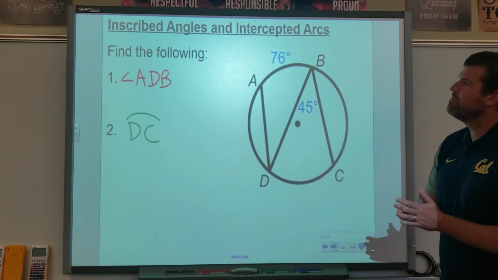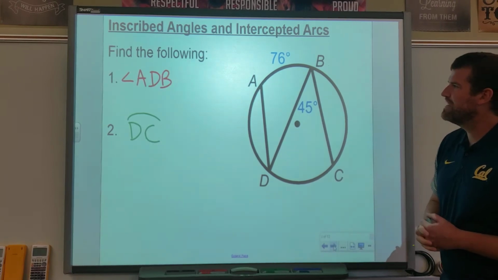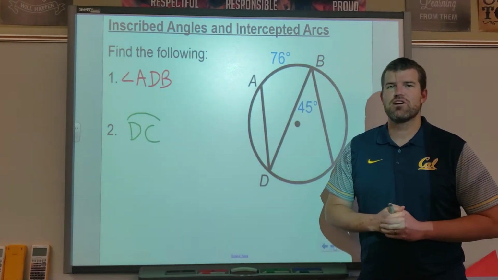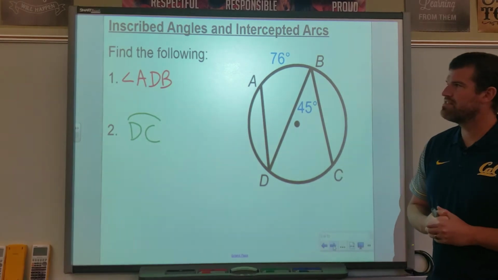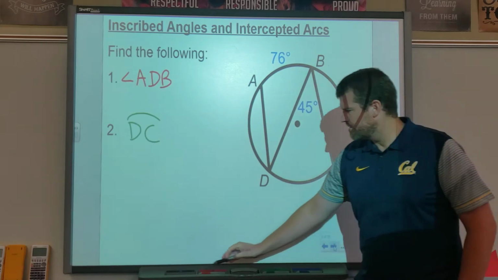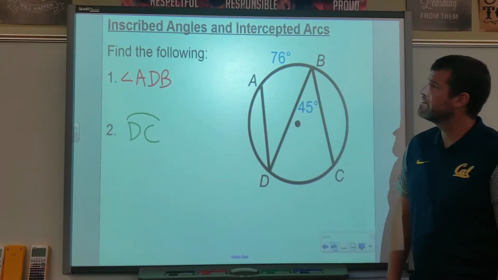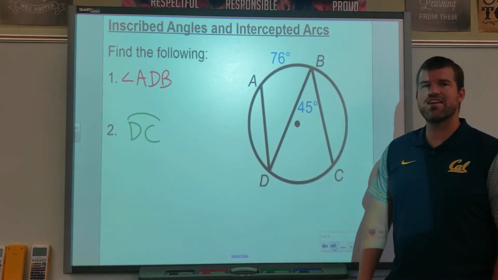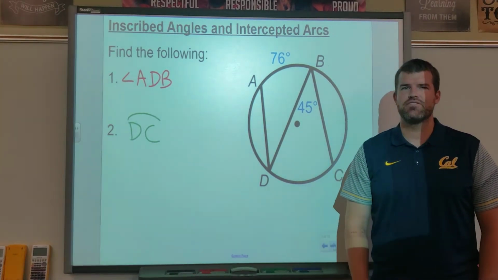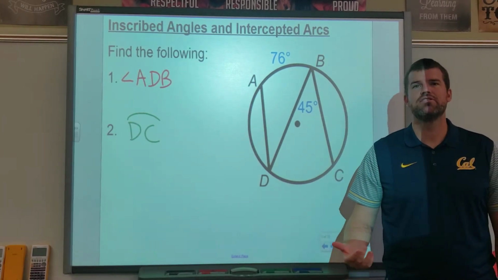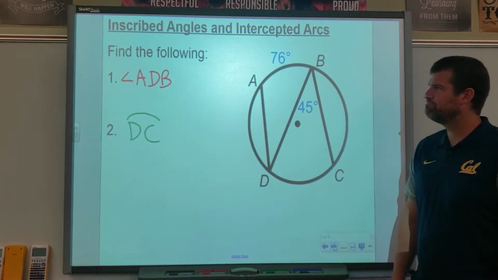All right, from central angles, we then moved on to inscribed angles, which is where the vertex of the angle is no longer at the center of the circle, but it is on the edge of the circle. And our key fact about inscribed angles is that they are half of the intercepted arc, or the intercepted arc is double the inscribed angle.